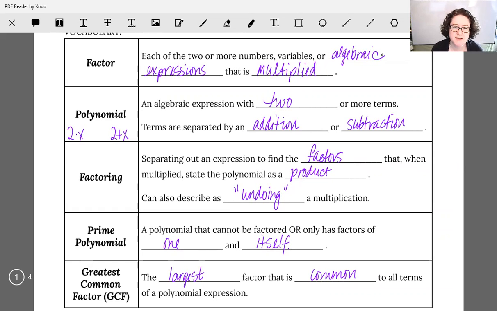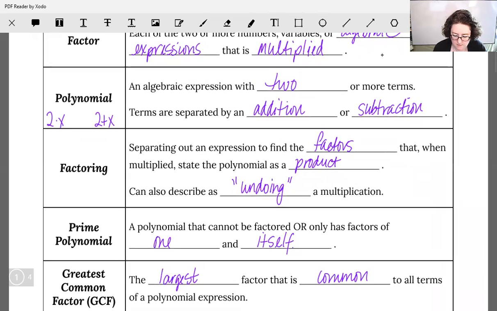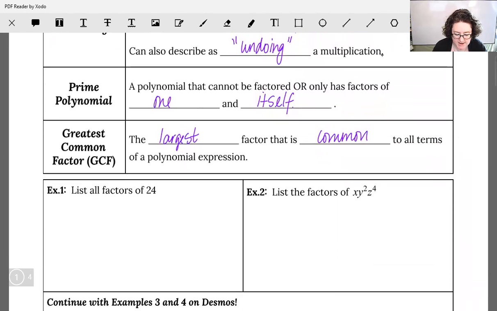Okay, let's look at a couple examples where we're actually going to find the GCF of two numbers. Here we go. So the two things we're going to check out are finding the factors of 24 and finding the factors of an expression x, y squared, z to the 4.